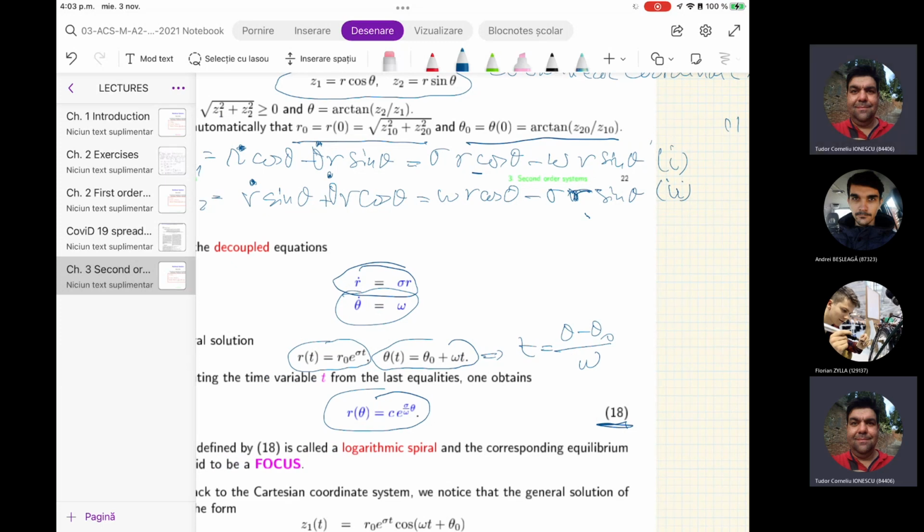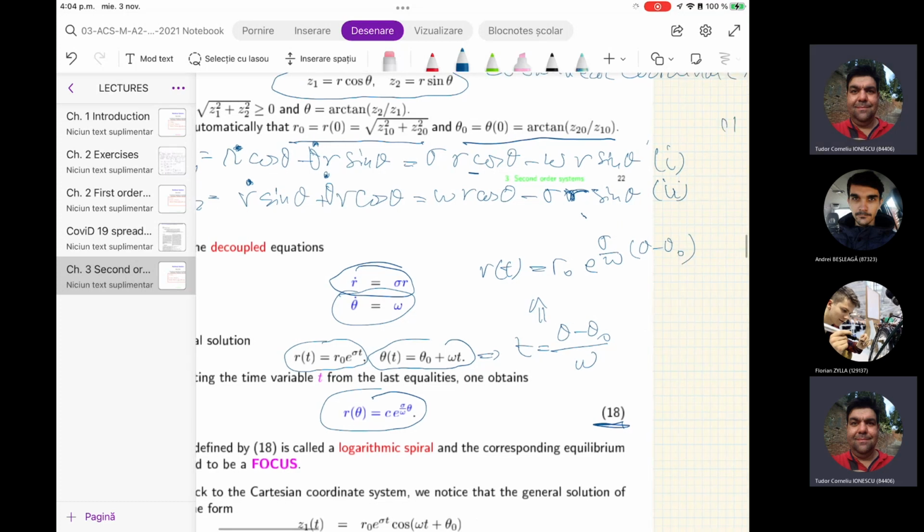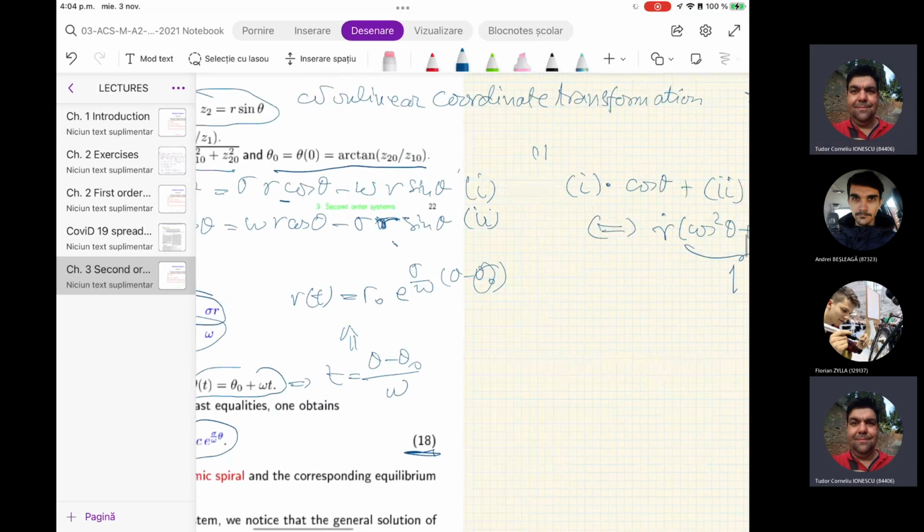Yeah, because you have to substitute it in the first one. So you get the exponential. So then r(t) equals r0 exponential of sigma over omega times theta minus theta 0. But where's theta minus theta 0 times theta? Where is theta 0 going away? Oh, it's a constant, and you take this one and you put it in a constant.